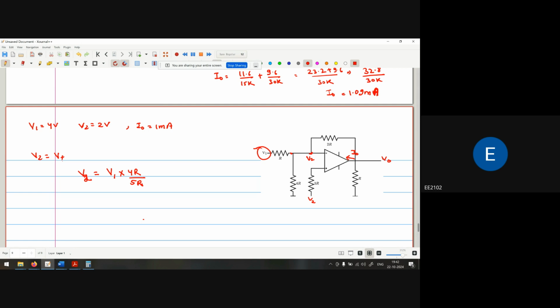Okay. So what is the output voltage in this? What is the output voltage? If I say this is the voltage of VA, this point voltage is VA. This point voltage is VB.